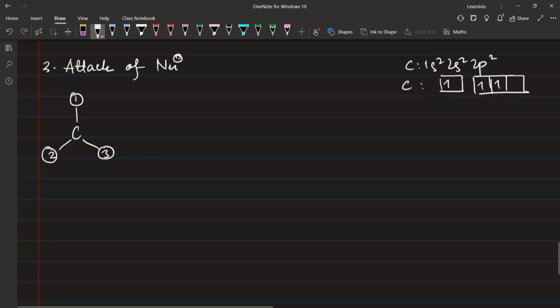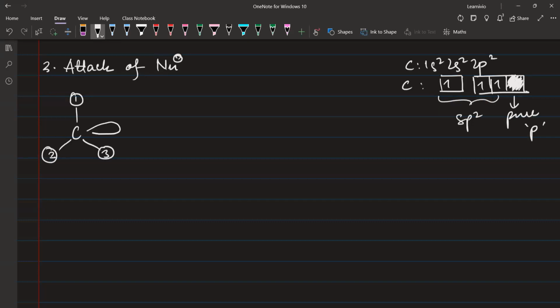Now the hybridization will take place and you will get what? sp2. Now this is a vacant orbital. Can you see that? This is what? Yes. Pure p. This is a pure p orbital, which is vacant. And the same pure p orbital will be vacant here that I am representing like this.